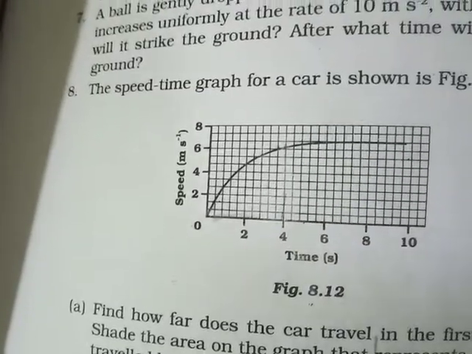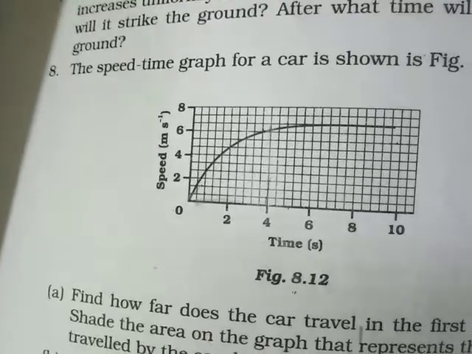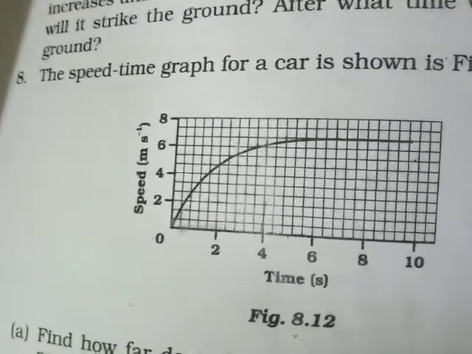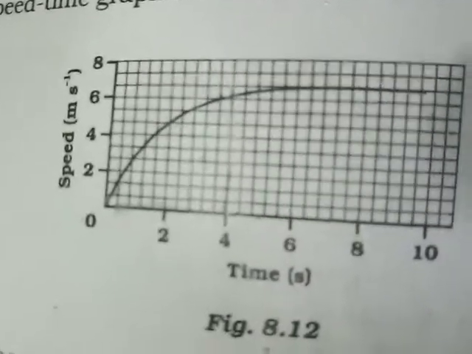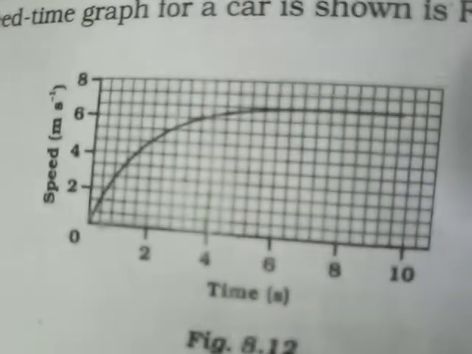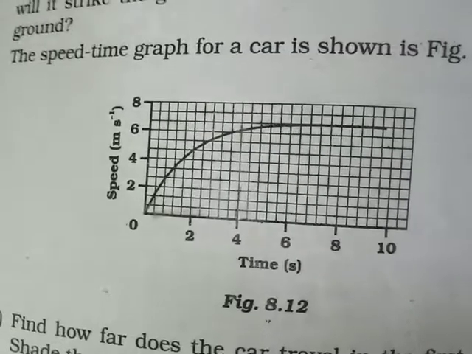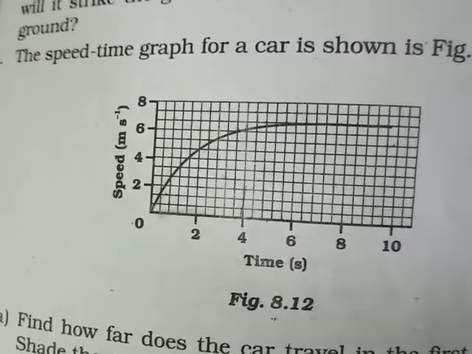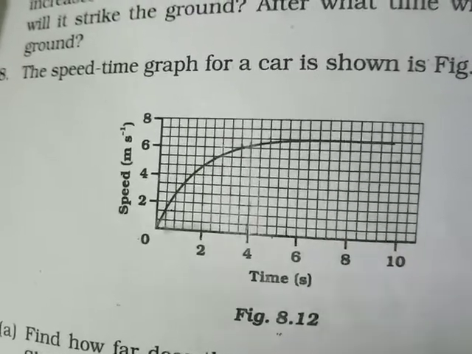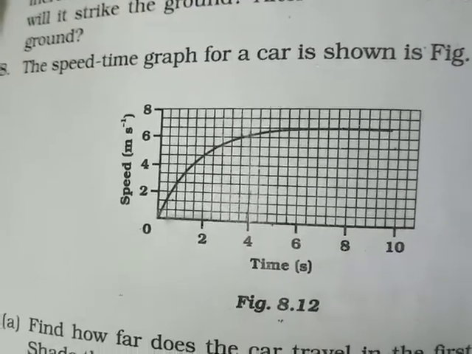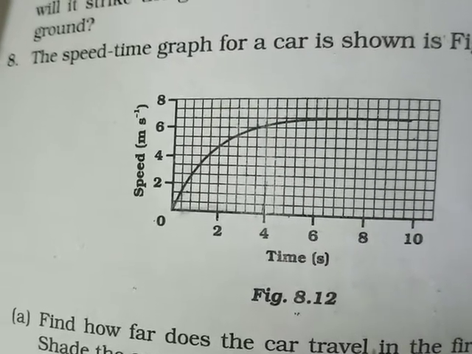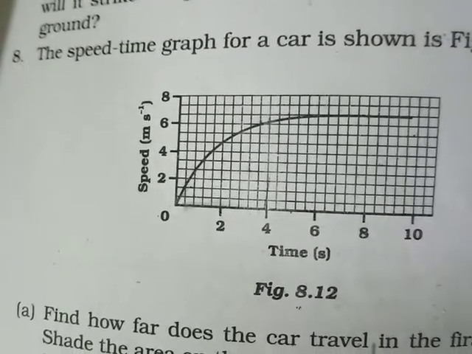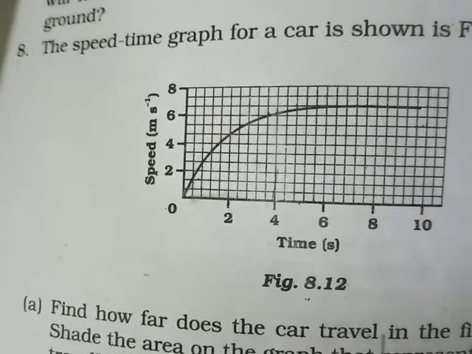See, the last part of question number 8 is: which part of the graph represents the uniform motion? See, when we are talking about uniform motion, then for that what should be there? The graph should be parallel to the time axis, okay, and you can find this just one line before the 6, okay.